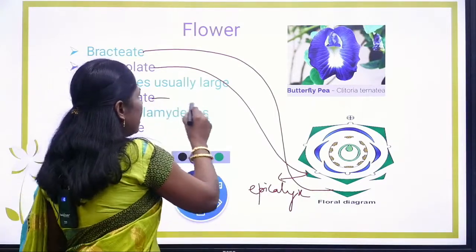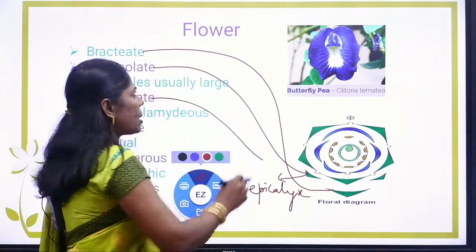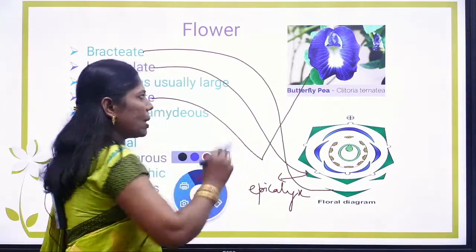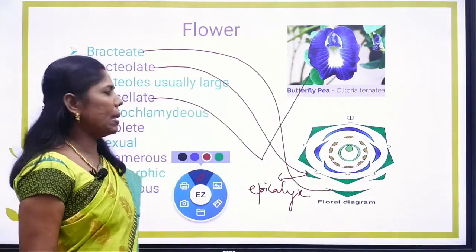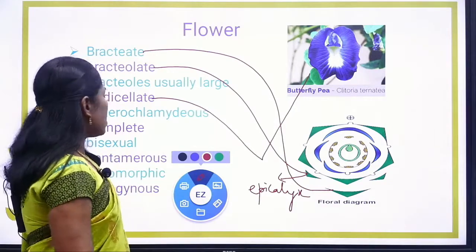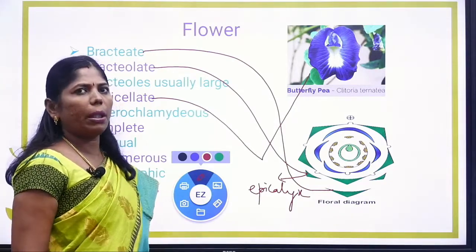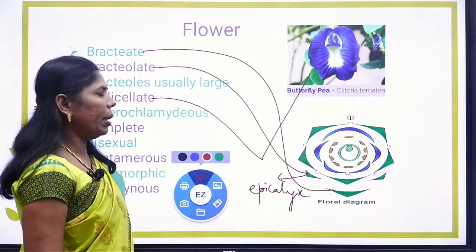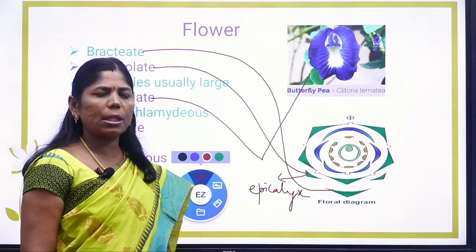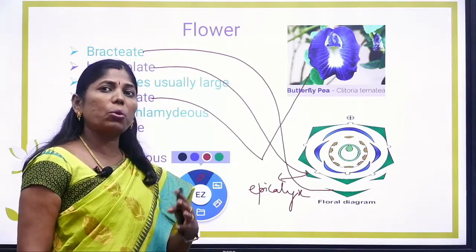So pedicellate. What is the meaning of pedicellate? It has a pedicel. The stalk of the flower is called the pedicel. It has a pedicel, so pedicellate. If there is no pedicel, we can call them sessile flowers. Next, heteroclamidious. Already explained in the general characters. Heteroclamidious: hetero means two different.